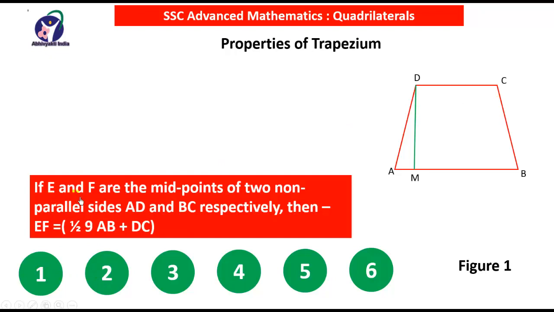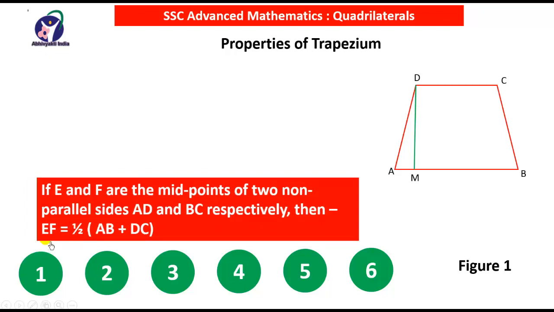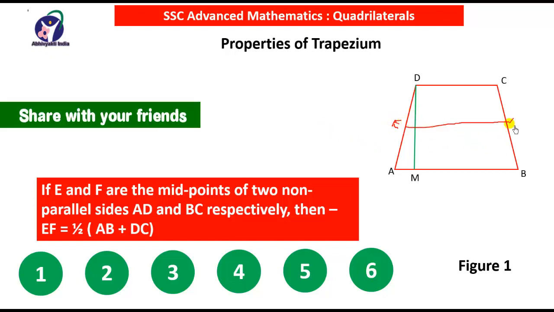Now the second property is that if E and F are the midpoints of the two non-parallel sides AD and BC respectively, then EF is equal to half into bracket AB plus DC. Here, this point is E and the other point is F. If E and F are the midpoints of the non-parallel sides, AD and BC are the non-parallel sides, and E is the midpoint of AD and F is the midpoint of BC, then this EF will be given by half of AB plus DC, the sum of the parallel sides.